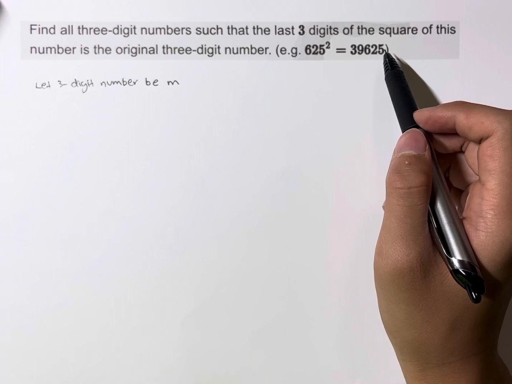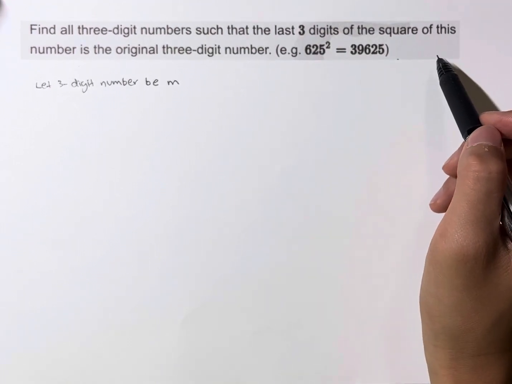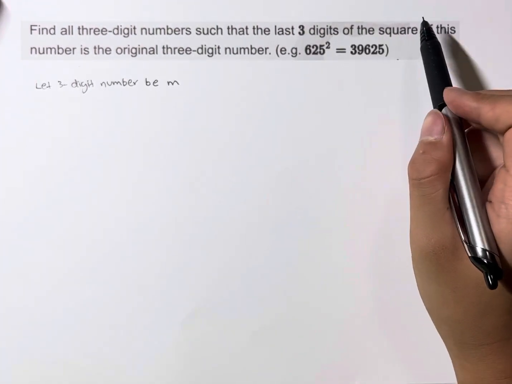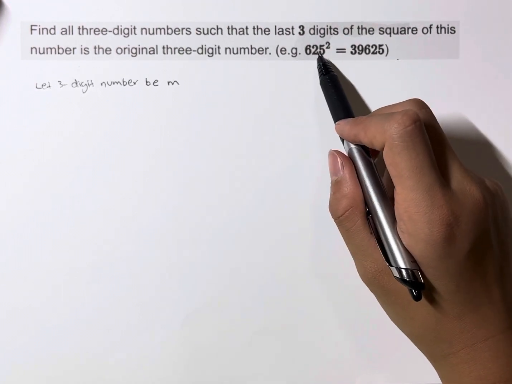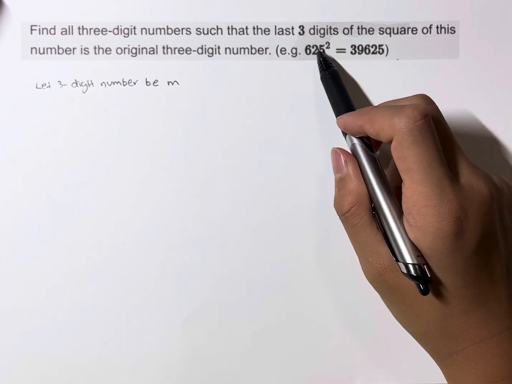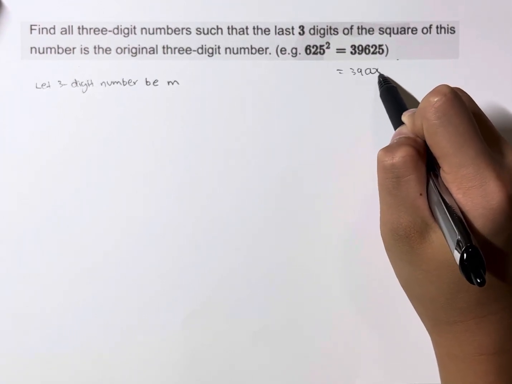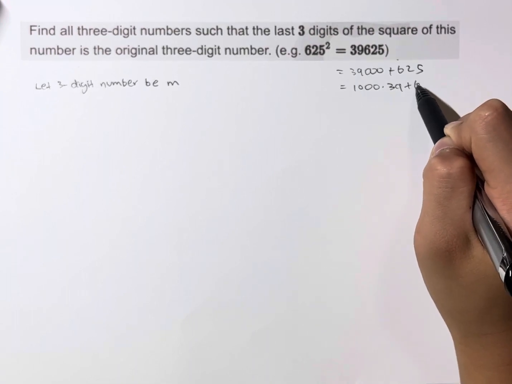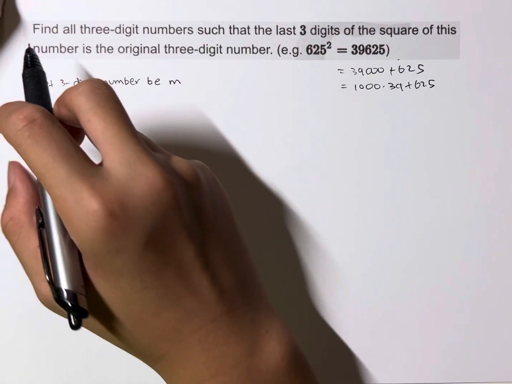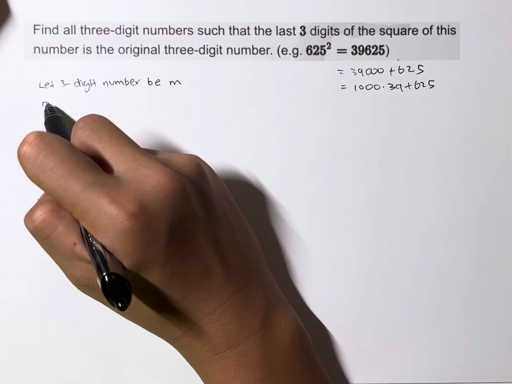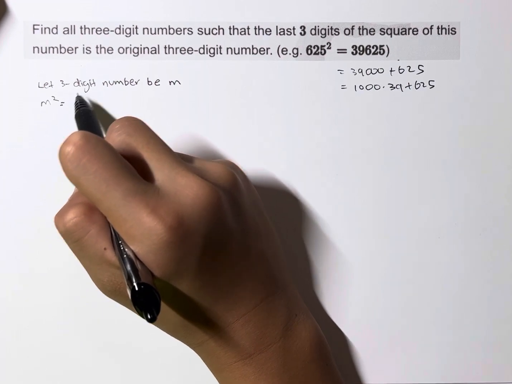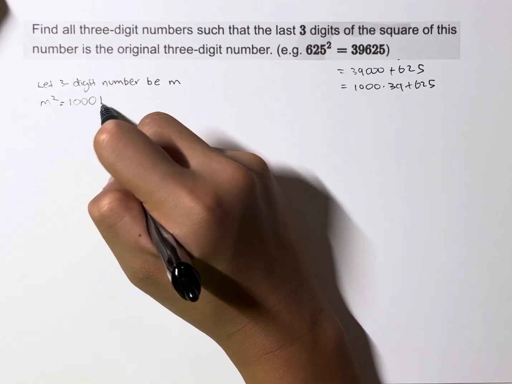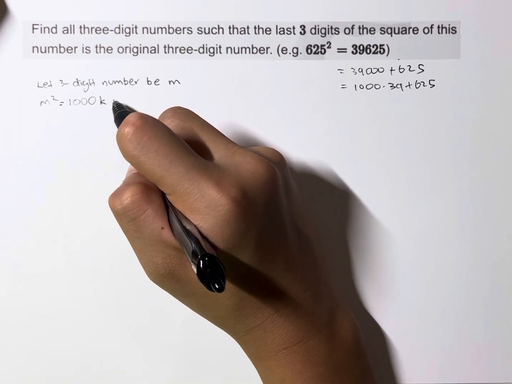And maybe if we can factorize something related to m, like for example, in this one, we know that 625 squared will equal 390,625. Well, we can find a relationship here. This will equal 390,000 plus 625, which will be 1,000 times 390 plus 625. You may see where I'm going. So this leads us to our discovery: m squared can be written as 1,000 times some number k, plus m.